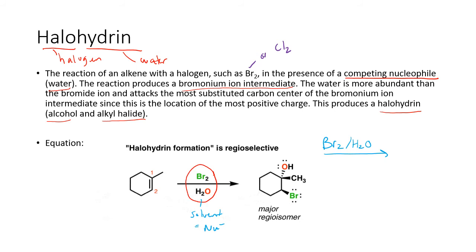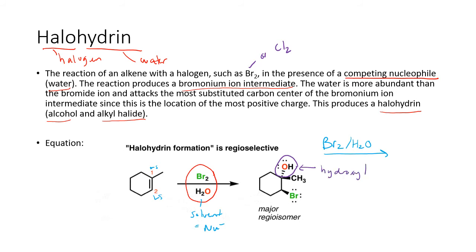The halohydrin reaction is regioselective. So we're going to start here with an unsymmetrical alkene, and we have our most substituted side at carbon 1 and our least substituted side at carbon 2. So let's just look at what our reactants and products are. When we do the reaction with bromine in a solvent like water, a competing nucleophile, what we end up with is a hydroxyl group added, and notice the hydroxyl group is on the most substituted side.